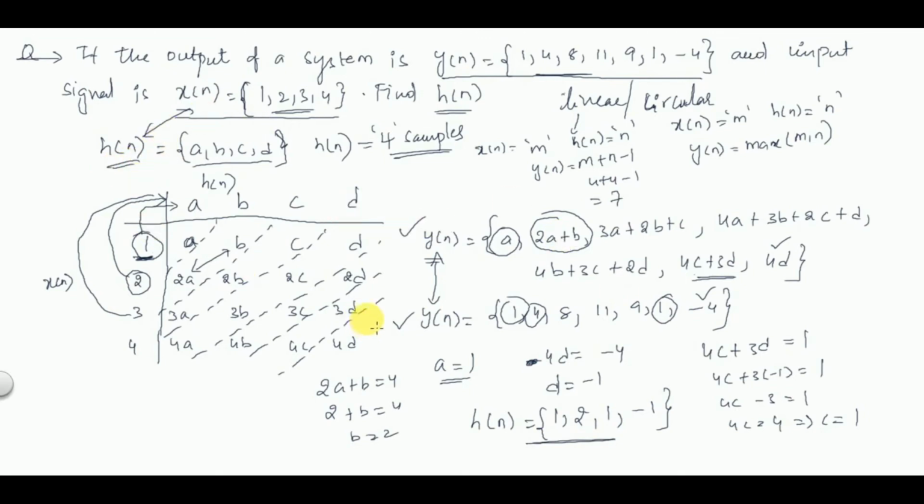So this is how we can find h of n. If you are given x of n and h of n, you can find y of n. This is what I explained in the previous video, where I have already explained the concept of linear convolution. So if you are given the output and input, you can find the impulse response like this, using the concept of linear convolution.